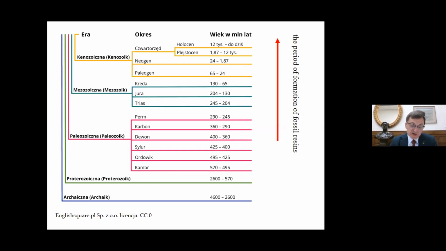The formation of fossil resins was not related to one geological period. They were created in different stages of the history of the Earth. What is more, they are still being created today. The oldest of them are dated to the Devonian, from approximately 420 to 360 million years ago. And the youngest, called copals, are approximately 10,000 years old.